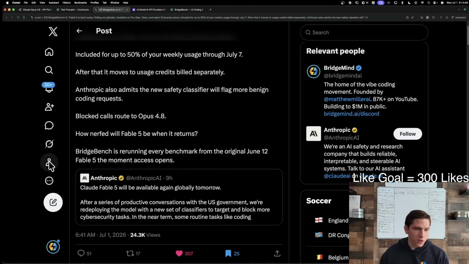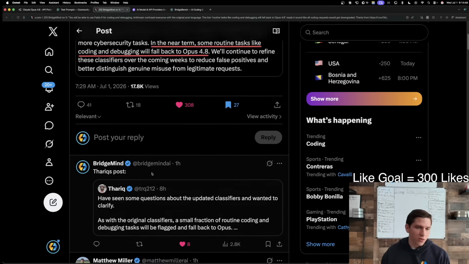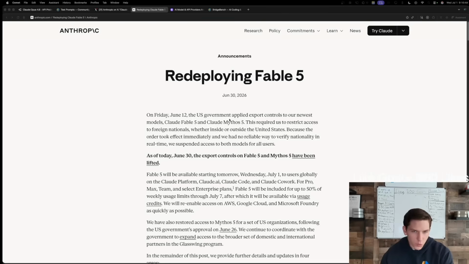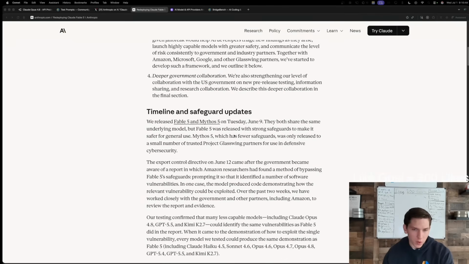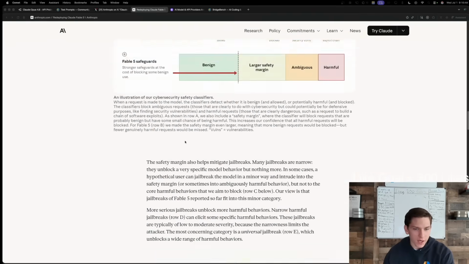I did elaborate on this in a post. This was really confusing, but Tariq did say, hey, there have been some questions. As with the original classifiers, a small fraction of routine coding and debugging tasks will be flagged and fall back to Opus. If we take a look at the official announcement from Anthropic, there is a really useful chart so that we can understand this.